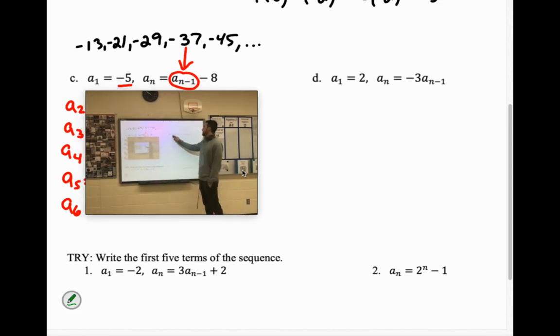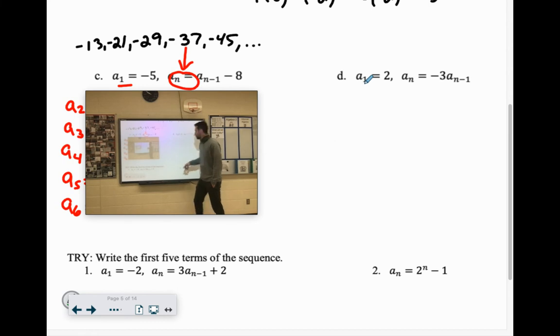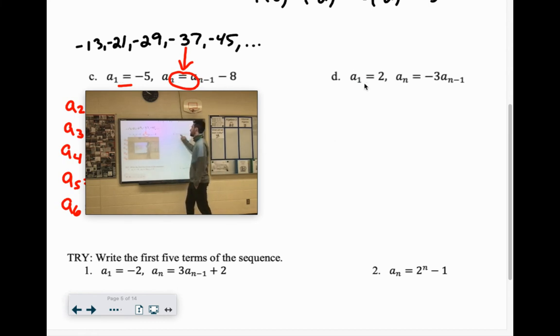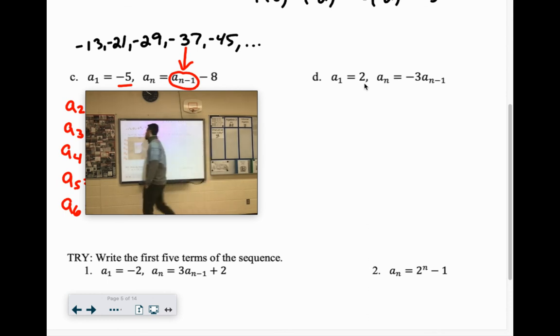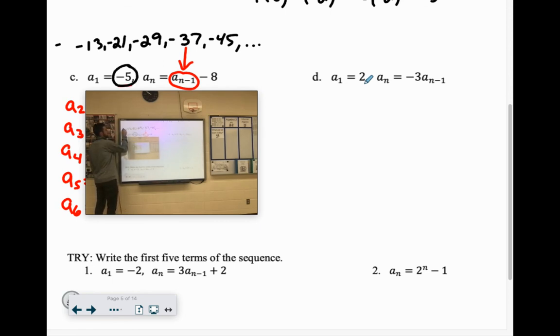All right, we've got a sub 1. Oh, shoot. I messed something up on the last one. Typical Mr. Clement. Our first term was actually negative 5. They gave us that first term. I just forgot to write that in.